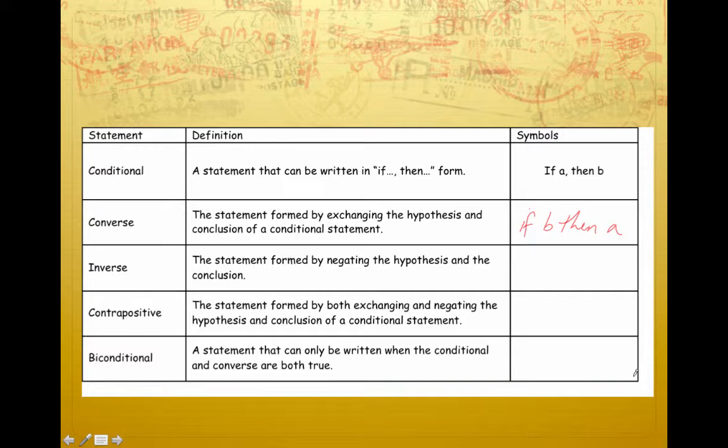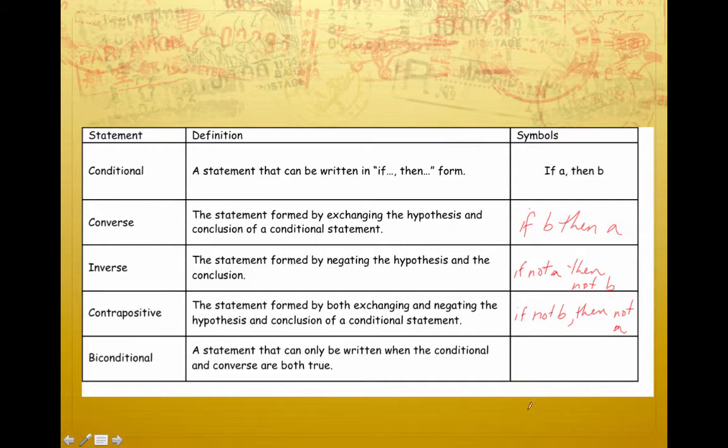The inverse is where you negate them both. Negating means saying not. So if not A, then not B. So if A is false, then B is false. If someone is not a woman, then they are not a human. Of course, again, with the man, that's not true. The statement formed by doing both is called the contrapositive. We'll talk about the truth relationships more in a minute, but this is if not B, then not A.